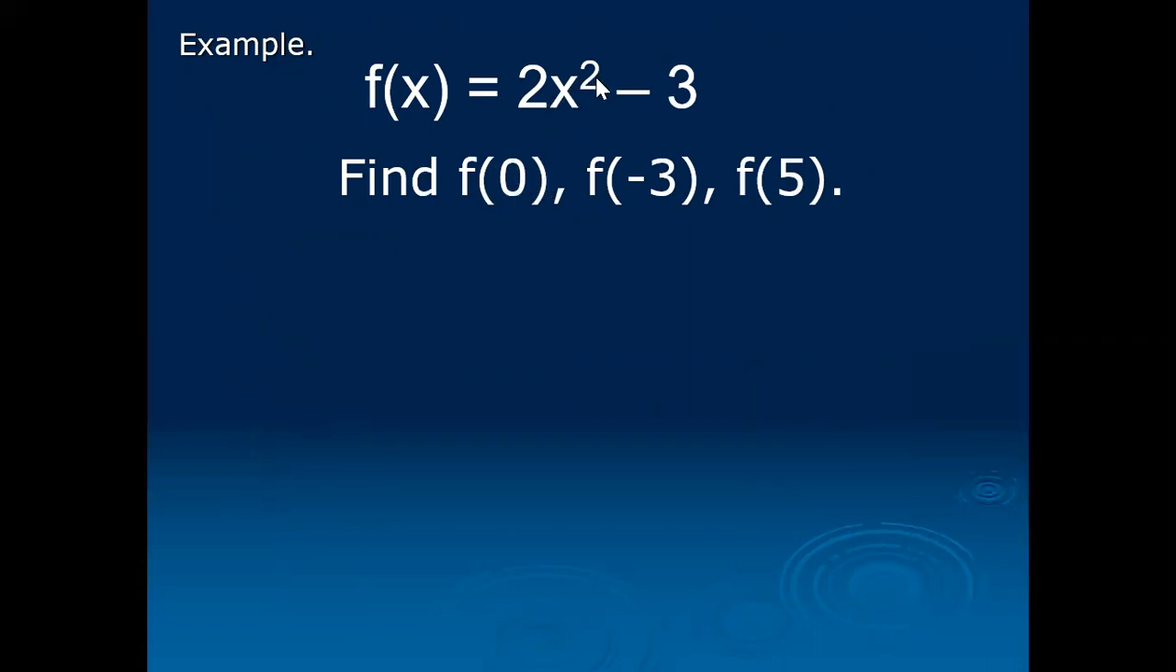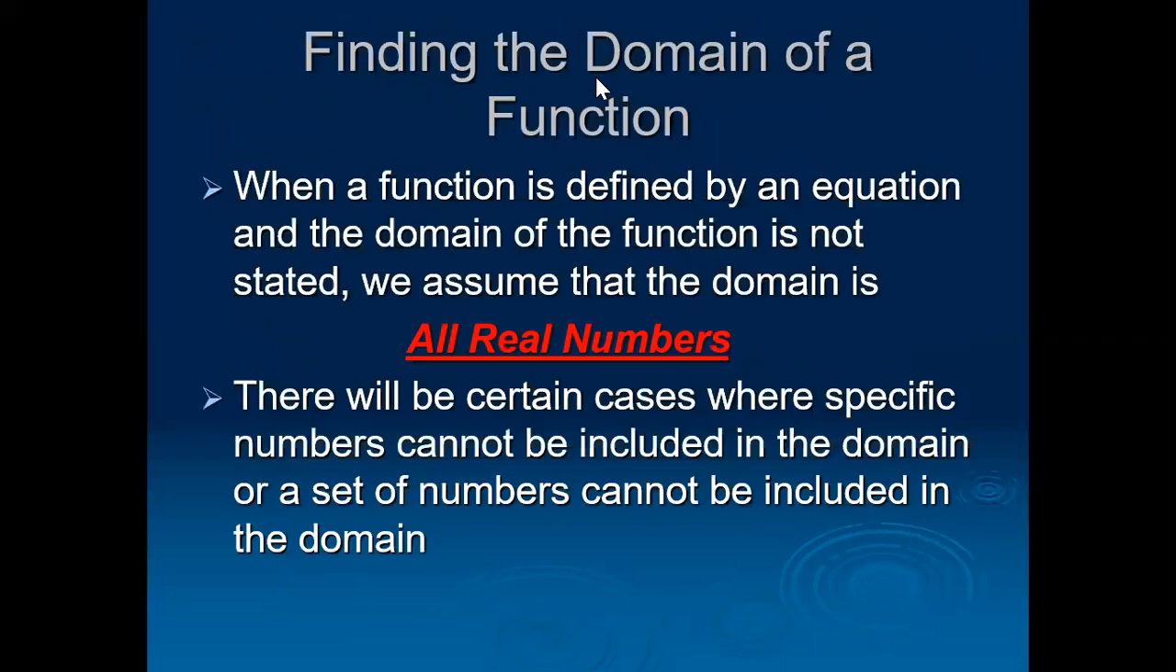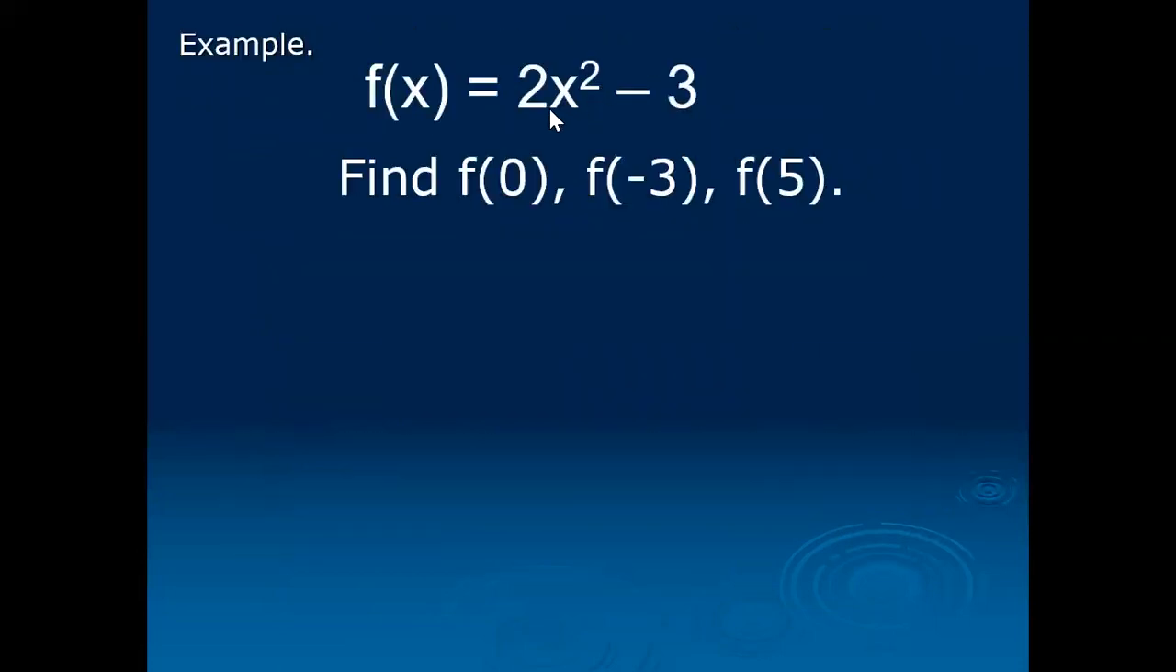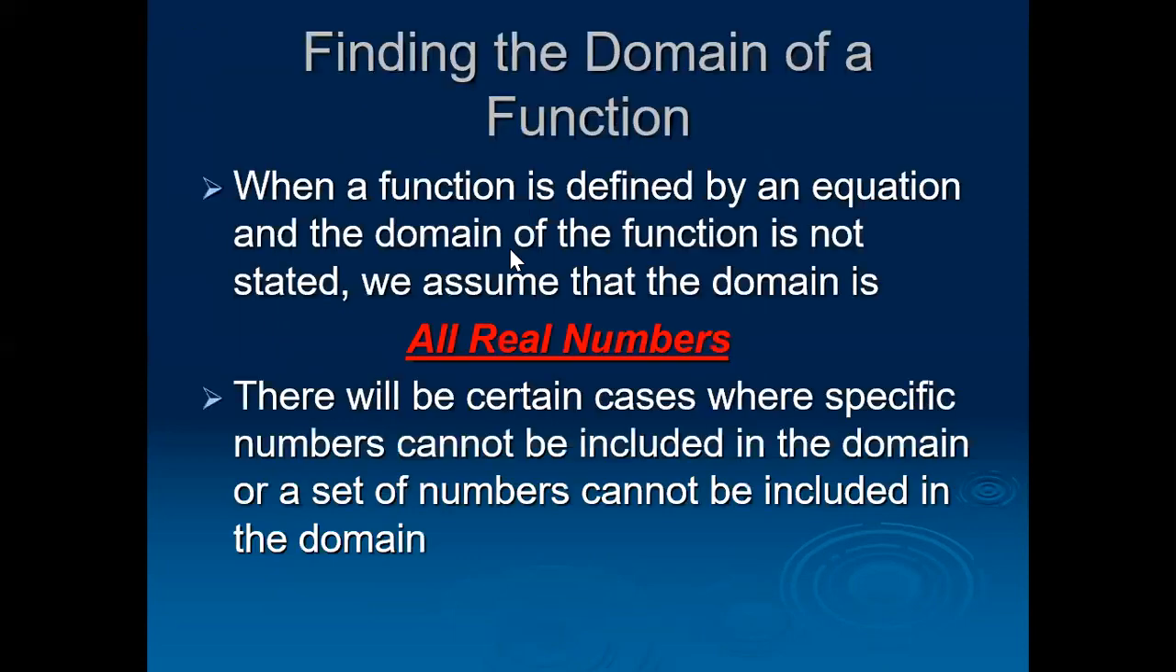So 0 squared times 2 minus 3. Negative 3 squared times 2 minus 3. And 5 squared times 2 minus 3. So we'll just do 5. 5 squared is 25. 25 times 2 is 50. Minus 3 equals 47. That's how you find it. So 5 is your input, that's your x. And then 47 is your output or your y.